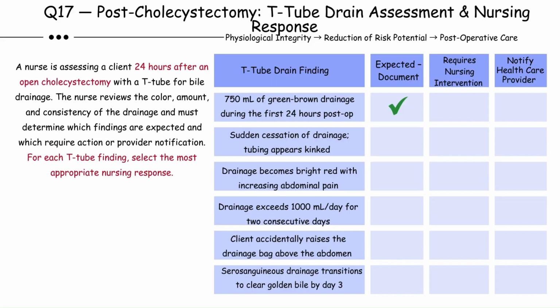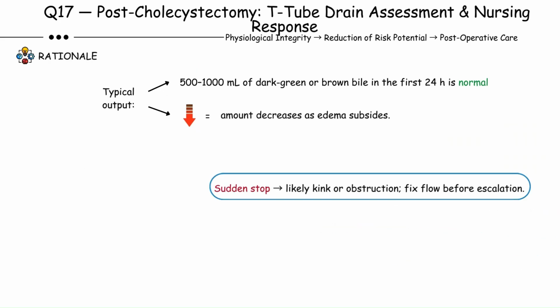Finding 2. Sudden cessation of drainage, tubing appears kinked. This requires nursing intervention. A sudden stop in drainage may be due to a simple issue like a kinked or dependent loop in the tubing. The nurse should reposition the tubing, remove the kink, and reassess. If drainage still doesn't resume, then it may require escalation.